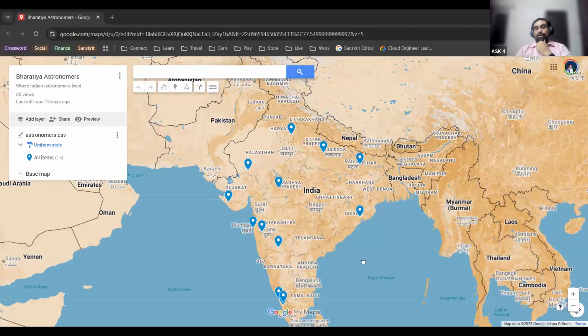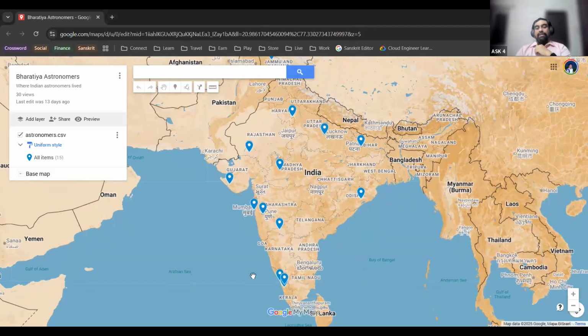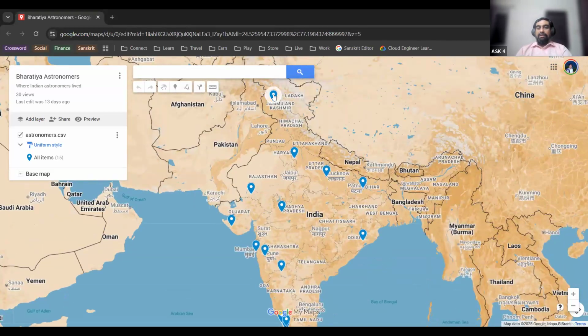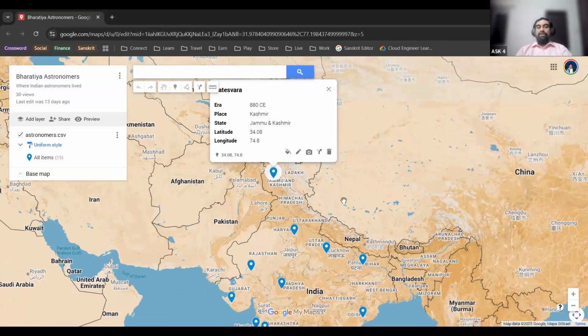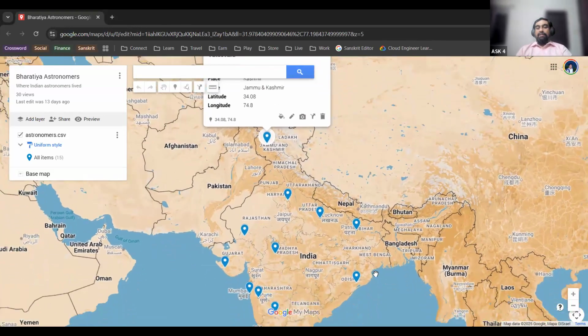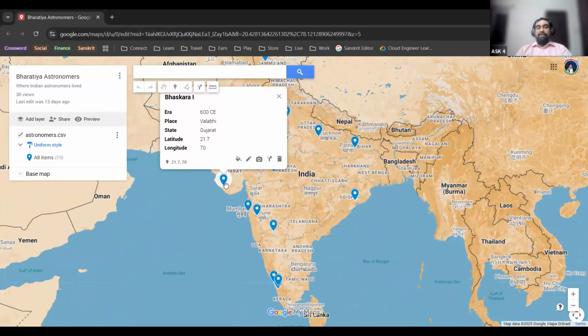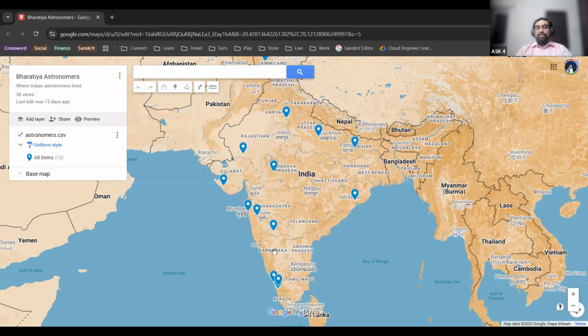Okay. So this is a quick infographic, right? I hope you're able to see it now, of where the different astronomers lived. And as you can see, there is an almost equal spread of astronomers in the east, west, and north of India. You have Vateshwara, who was in present day Jammu and Kashmir. We have Chandrasekhar Samanta from Odisha. We have Bhaskara from Gujarat. Of course, we have the famous Kerala School of Astronomers.